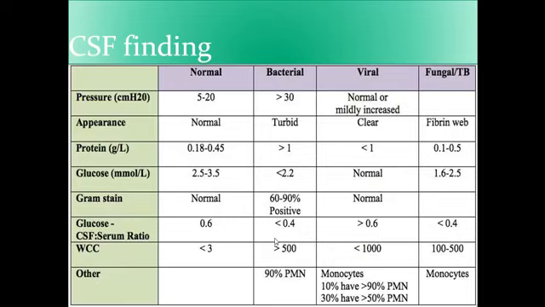So what will the CSF findings be? Normal CSF pressure, appearance, protein, glucose. If we perform gram staining, glucose CSF ratio, white cell count, and others. Pressure 5 to 20 centimeters is normal. Appearance normal. Protein 0.18 to 0.45. Glucose 2.5 to 3.5 millimole per liter. Gram stain normal. Glucose CSF ratio 0.6 and white cell count less than 3.